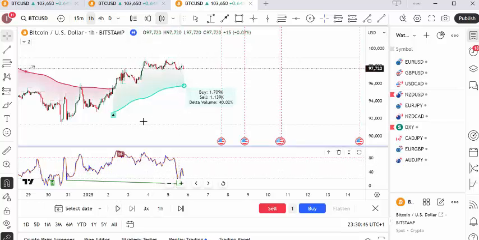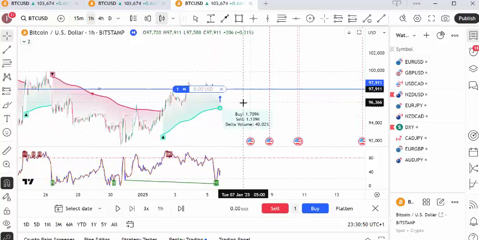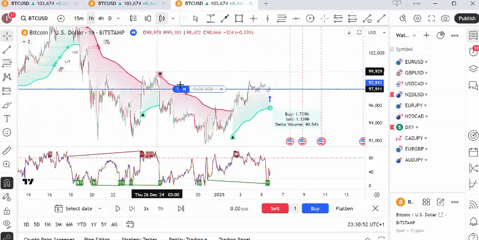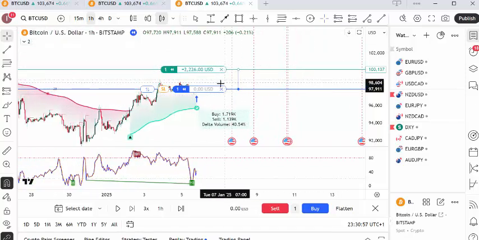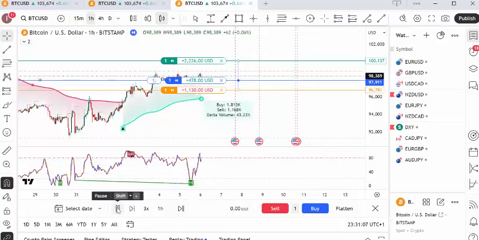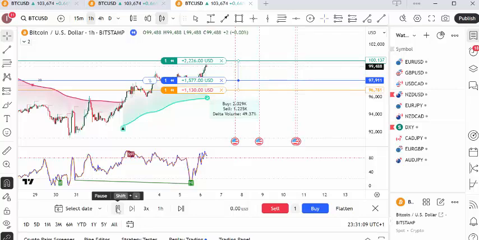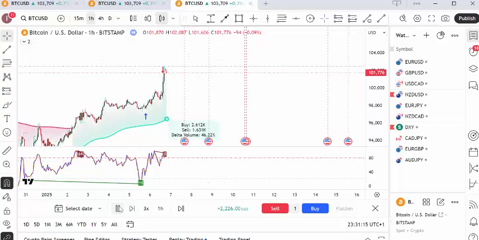Okay, we have a bullish divergence on Bitcoin here. So of course, our TP here. Remember, our risk is 1:2, right? So we're going to be losing $1,100. Okay, so TP smashed. Okay, so good.